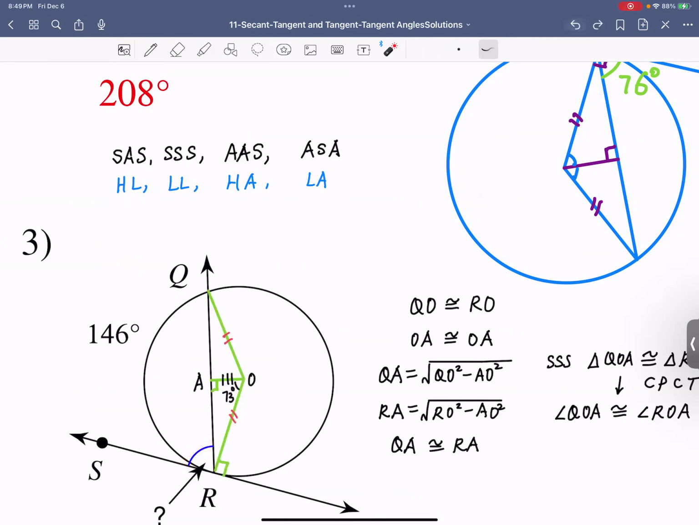Because if you connect them, this one splits. This is 146, so this is 146 over 2, 73. 73 is here, plus this 90. This one plus this is 90. So this is 73. Good job. Very good.